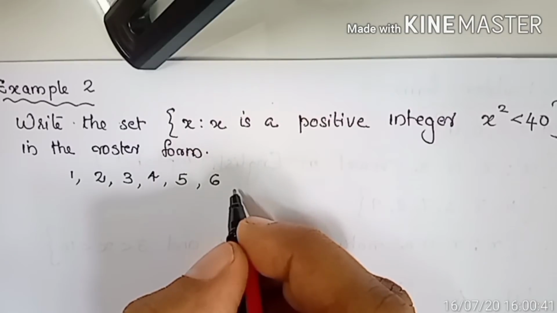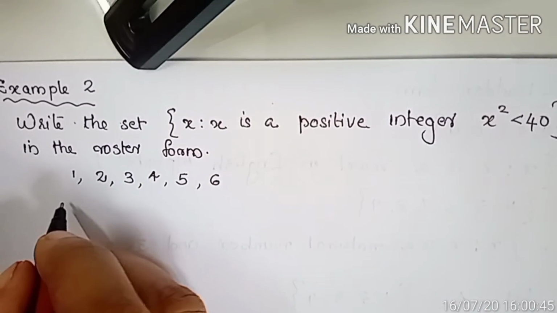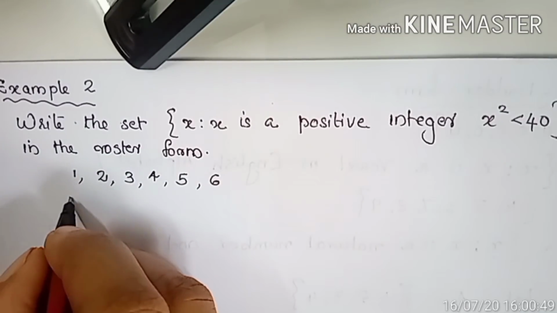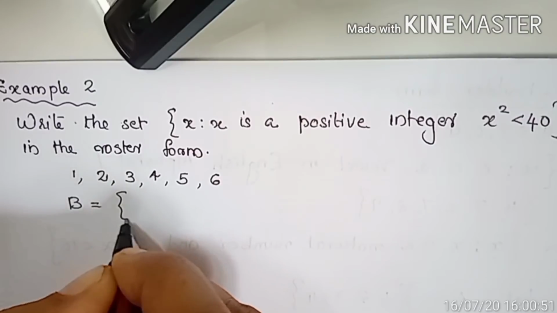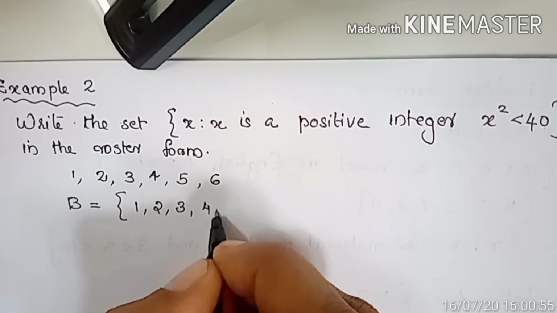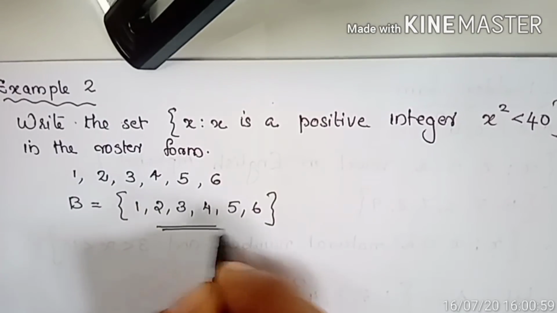So 6 is possible. 7 square equal to 49. So we don't want to write 7. So these are the set. We can represent this in roster form. So B equal to set 1, 2, 3, 4, 5, 6.